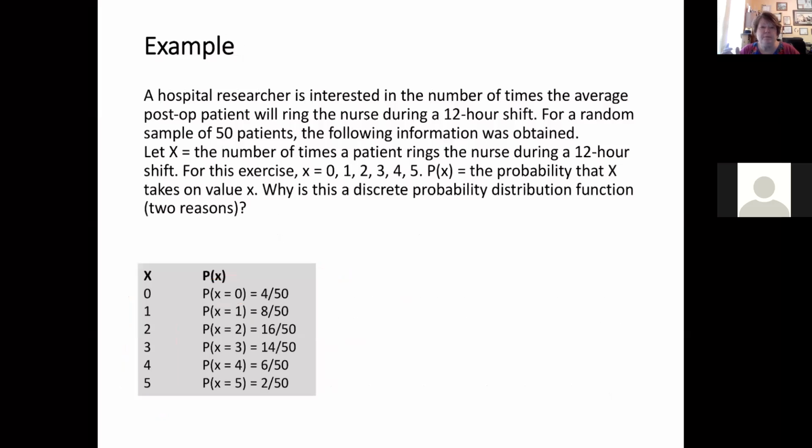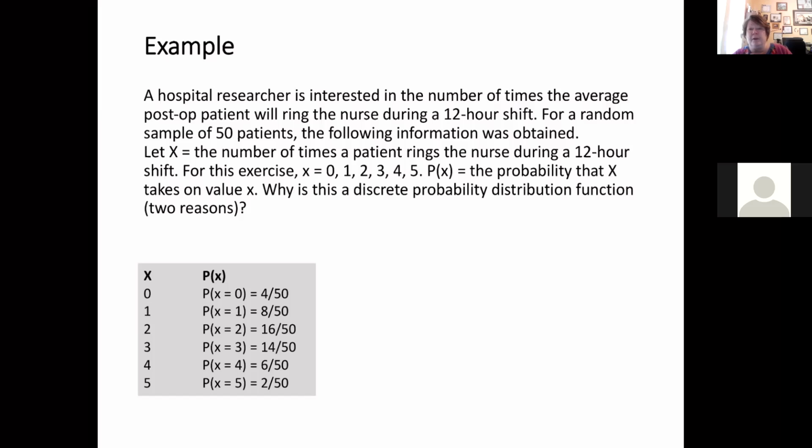Okay, so let's look at this one. A hospital researcher is interested in the number of times the average post-op patient will ring the nurse during a 12-hour shift. Those of you who are going to be nurses, you might be interested in this. This might be important information for you to know so that you can staff properly, right? This is something a nursing supervisor might be interested in.